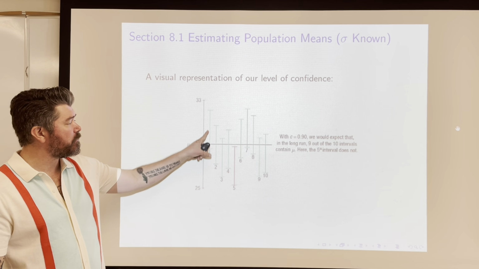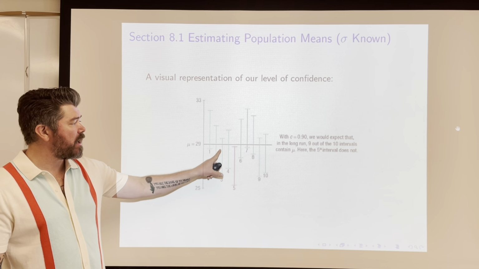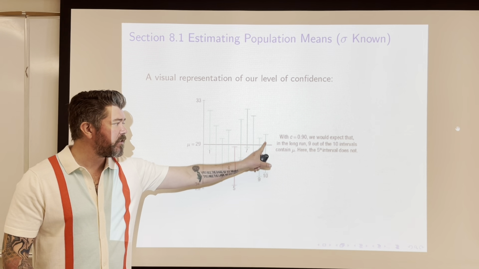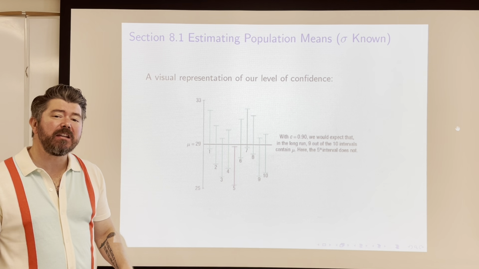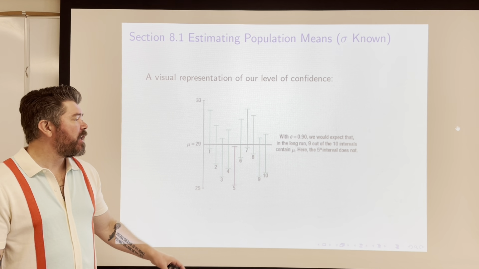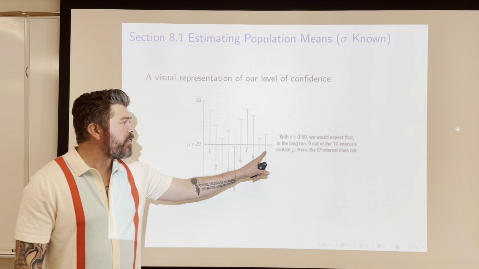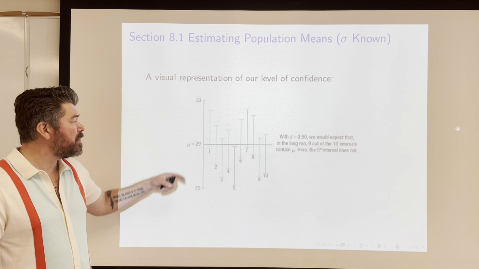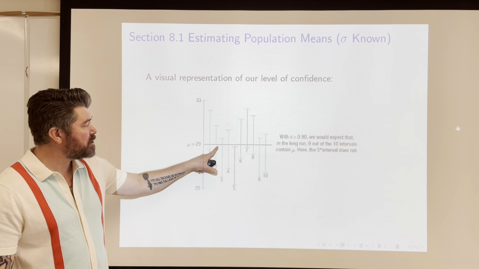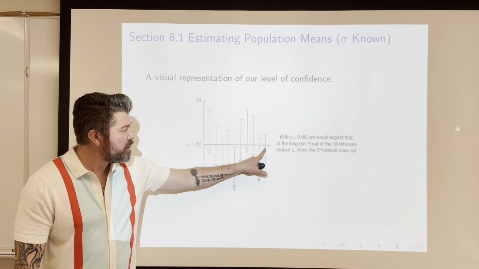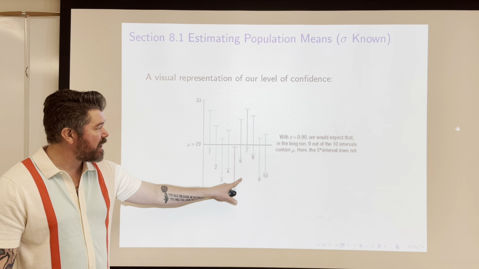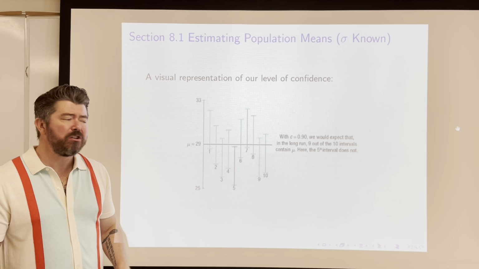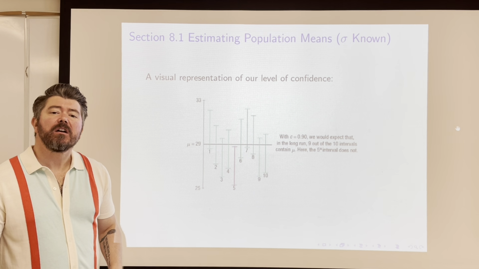So here's one interval estimate, here's another interval estimate, a third, a fourth, a fifth, a sixth, a seventh, eighth, ninth, and 10th. If we are 90% confident, then that tells us that in the long run, 9 out of 10 intervals will contain mu. So here's mu. Notice that each of these intervals contains mu. The only one that doesn't contain mu is this one, right? So we're going to use this idea of confidence.